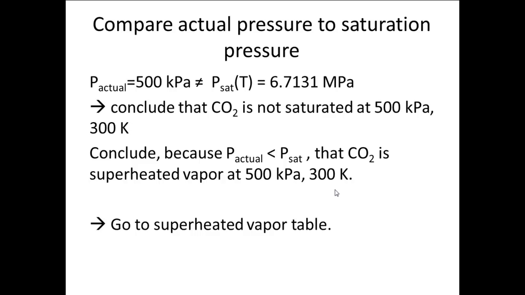And we see that the actual pressure is below the saturation pressure, so we conclude that the CO2 is not under enough pressure to condense, and so it must be in the superheated vapor phase when it's at 500 kilopascals and 300 Kelvin. So we need to go to the superheated vapor table.